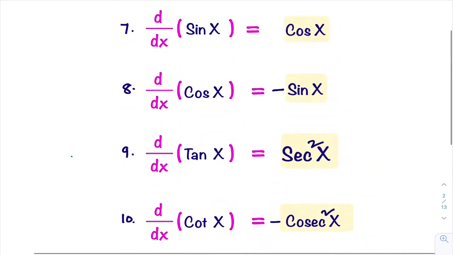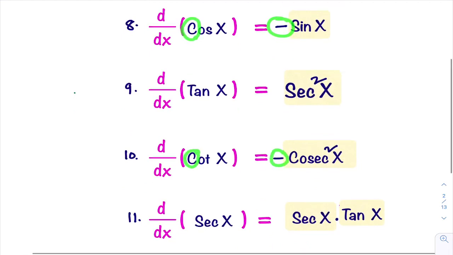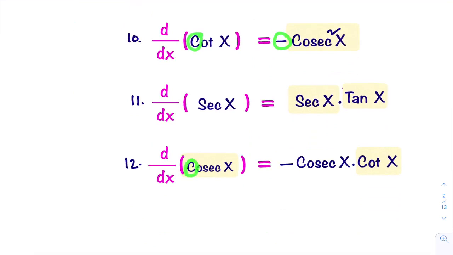Here, I'll tell you one trick. Whenever a trigonometric function starts with c, its answer starts with minus. You observe, d by dx of cos x. Whenever a trigonometric function starts with c, its answer starts with minus. See here, cosecant x starts with c, and its answer starts with minus.